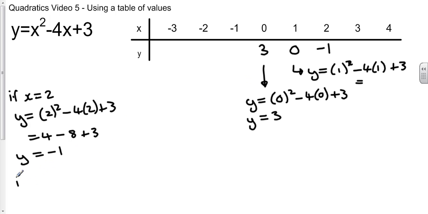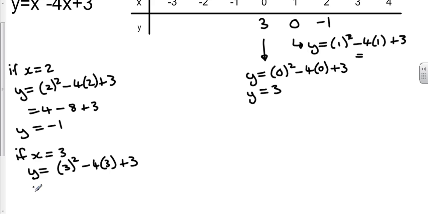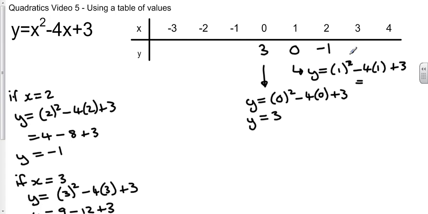Carrying on, if x equals 3, let's see what we get. y equals 3 squared minus 4 times 3 plus 3, and that gives us 9 minus 12 plus 3. And you should notice that that's going to be 0 as well. And generally speaking, you should be able to find a line of symmetry at this point and notice that you can probably have a good guess at what that's going to be.